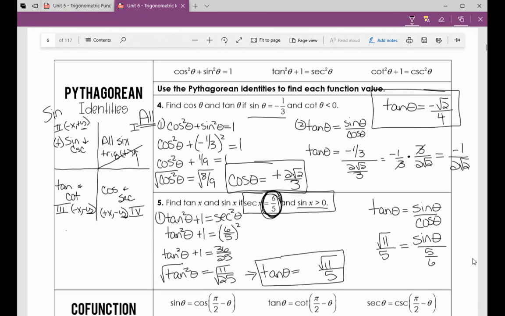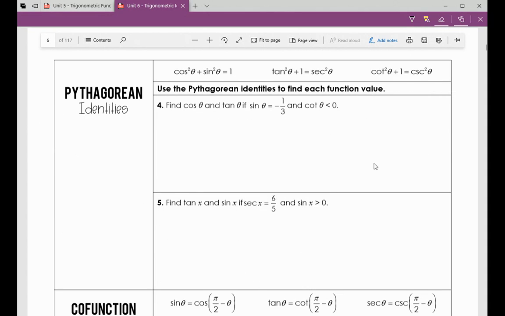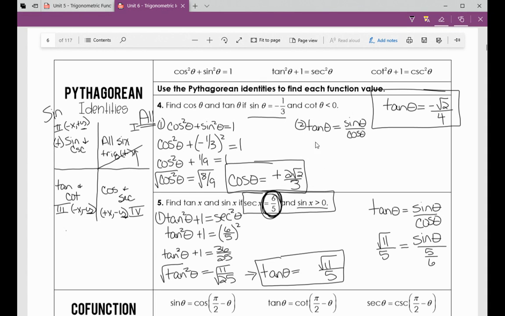All right, so now I have to clean this one up. I'm going to erase a little bit of the work from the previous problem so I can come up here and do my work. So I'm going to multiply by square root of 11. So that's 5 square roots of 11 over 6 equals 5 sine. I'm going to divide both sides by 5, and that will give me my sine value. You should end up with square root of 11 over 6.